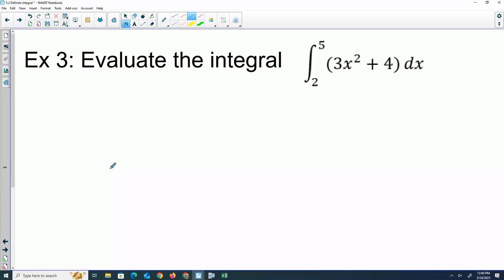Okay, so this time we're going to calculate. So what do I have to find first? How do I do that? B minus A, top minus bottom.